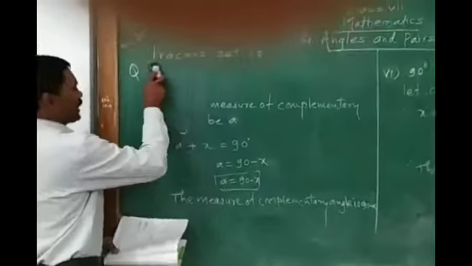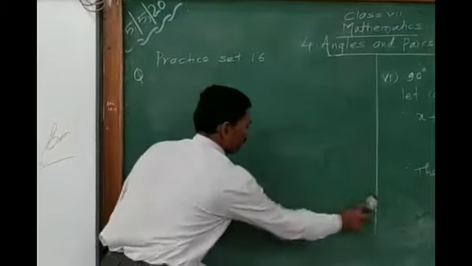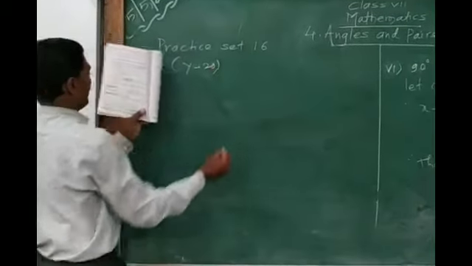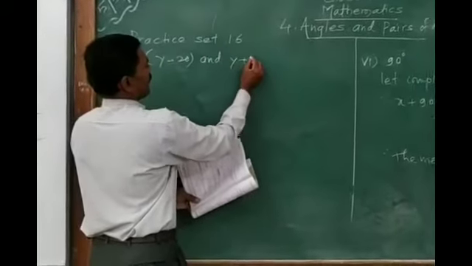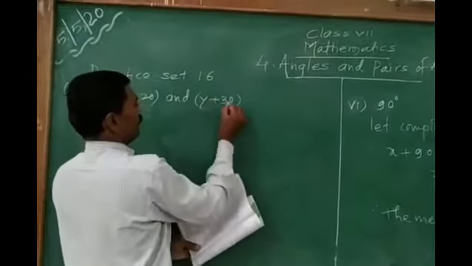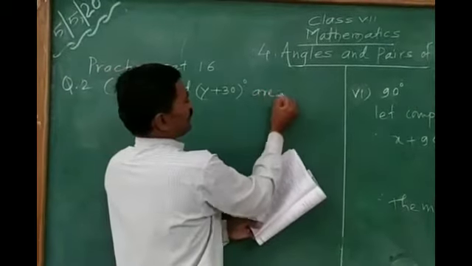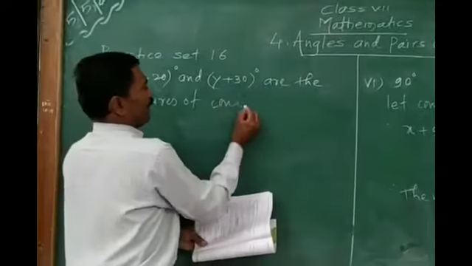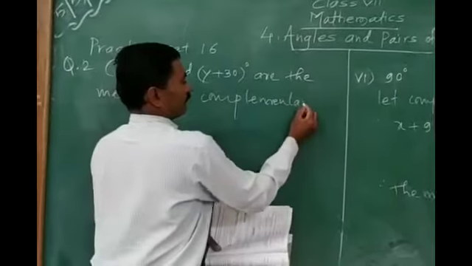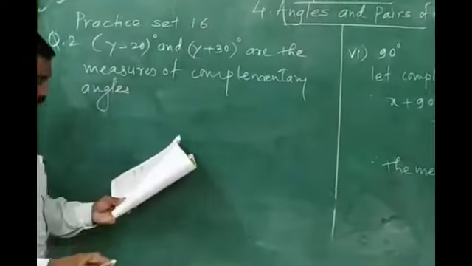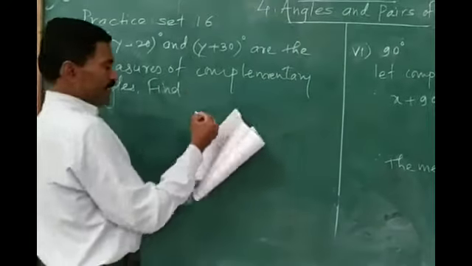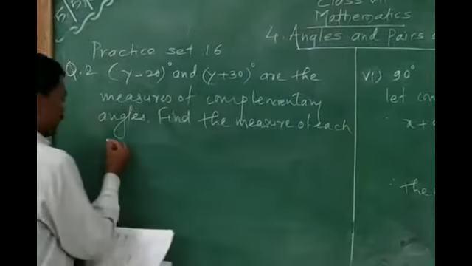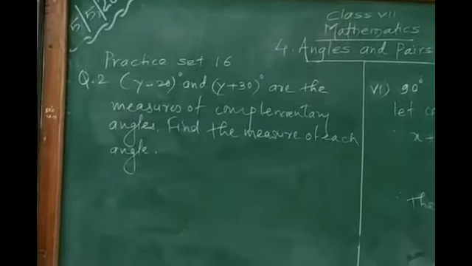The second question in practice set 16, which is given on page number 26, is: y minus 20 and y plus 30 degrees are the measures of complementary angles. Find the measure of each angle.